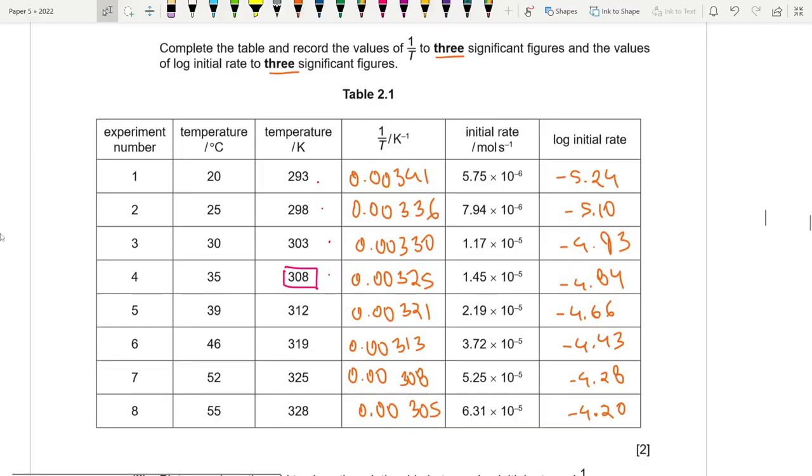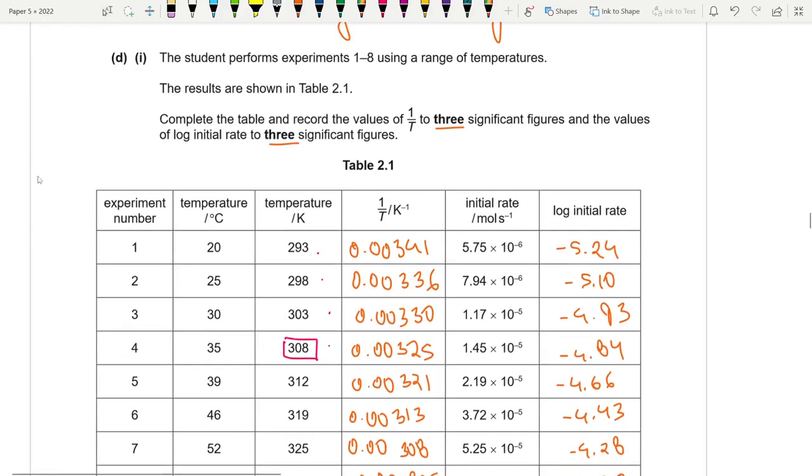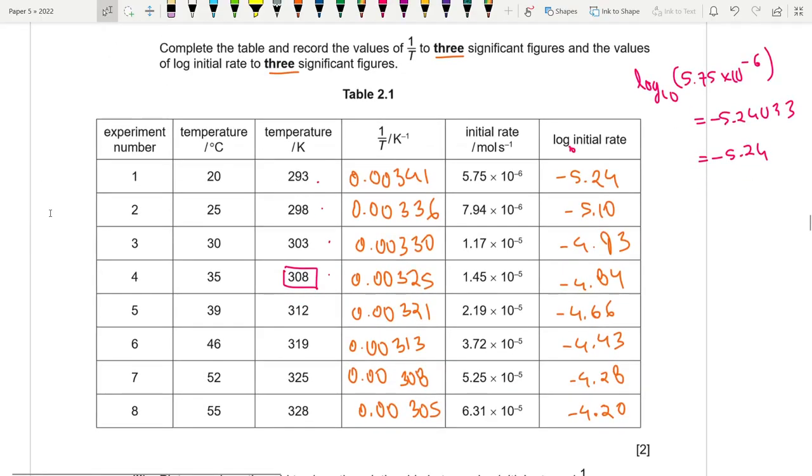Now what about the initial rate? How to find out the log initial rate? Just apply log. If they just say log, they mean log base 10. So do it: log base 10 of 5.75 into 10 to the power minus 6. That gives you a value of minus 5.24033, which is minus 5.24. Great. So just like that, fill up the table. It should be pretty straightforward. You're going to get negative values on that side.